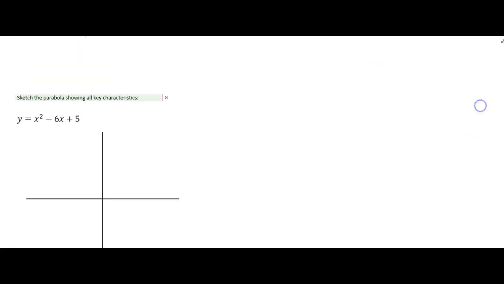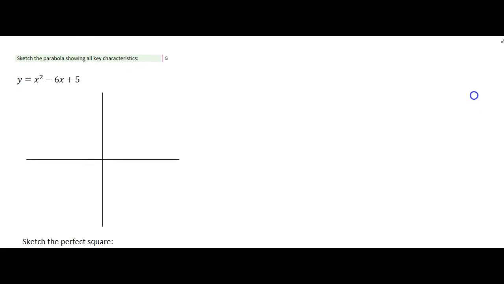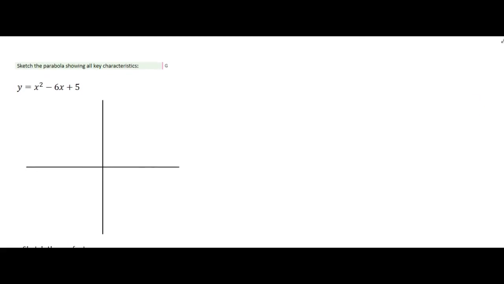All right, so the first one we got here says sketch the parabola below showing all key characteristics. Okay, now the first thing we want to do, the easiest thing to do, is to find the y-intercept. So as I said up above, to find the y-intercept, we make x equal to 0. Okay, so substituting in, we get y equals 0 squared minus 6 times 0 plus 5.